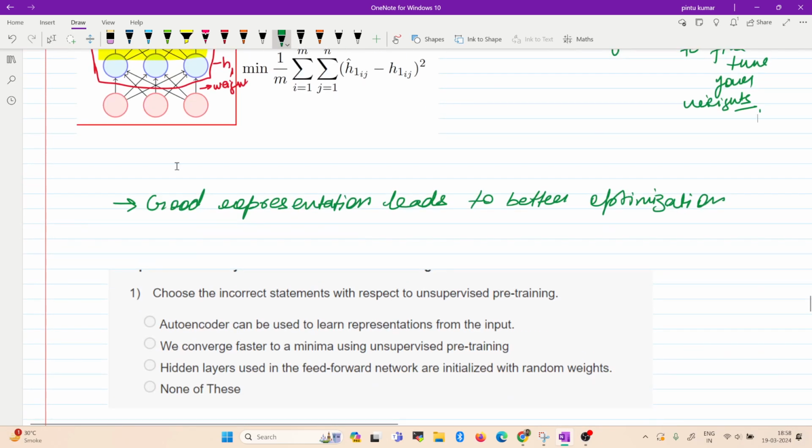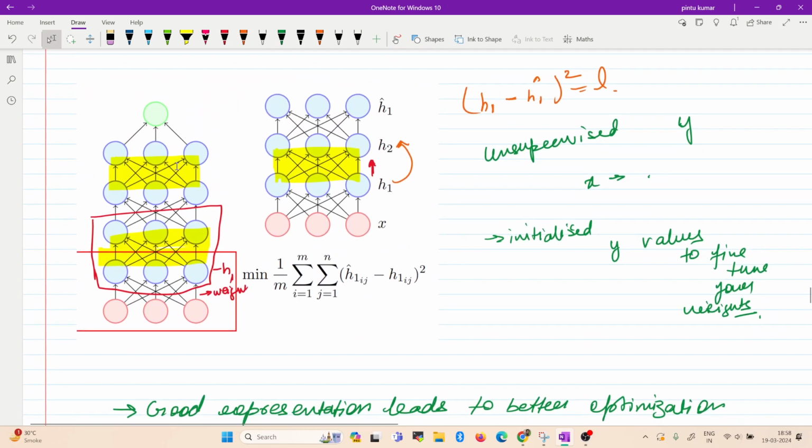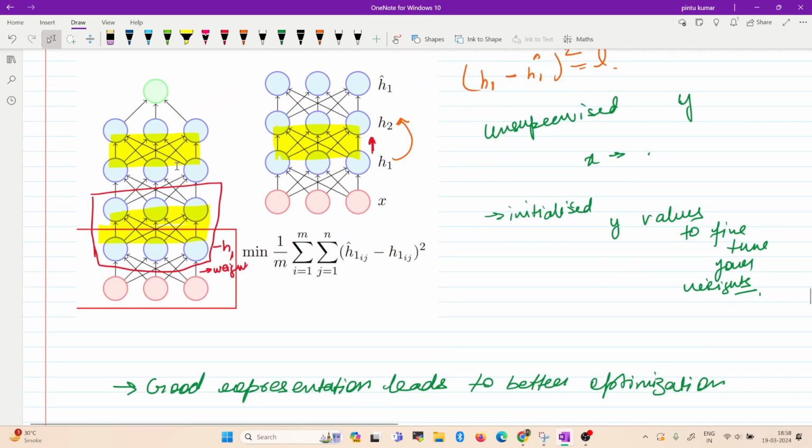There are two advantages that you will get by using this kind of algorithm. First, because you have a good representation in every layer, the point that you are starting from leads to better and faster optimization. The second thing is that this also helps you in some sort of regularization.